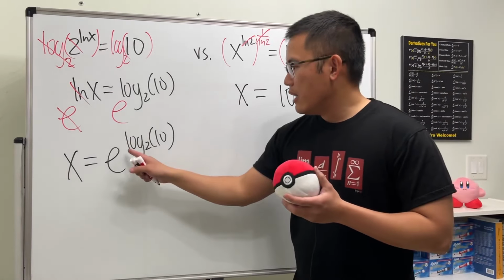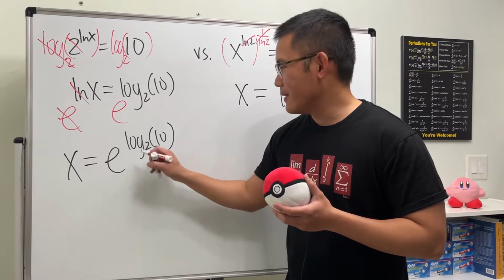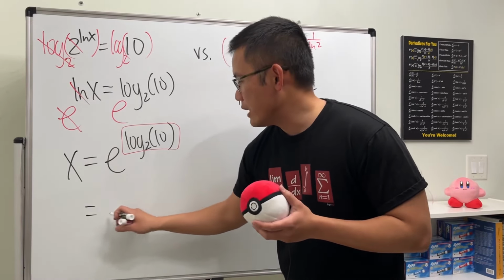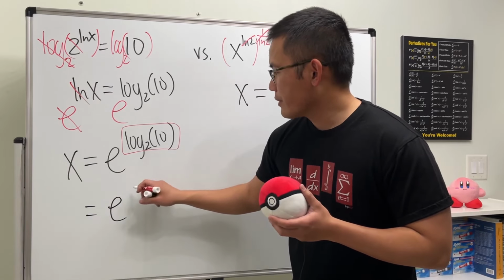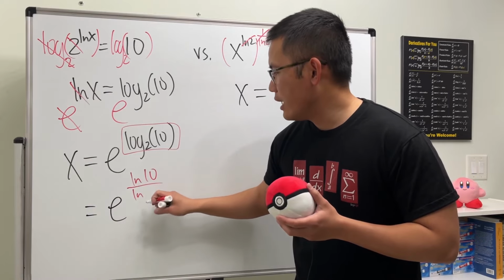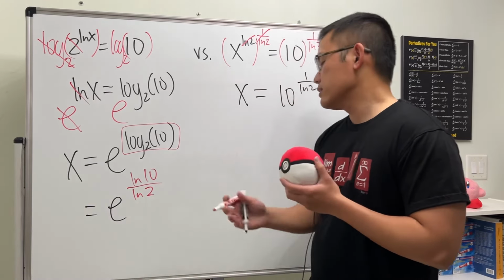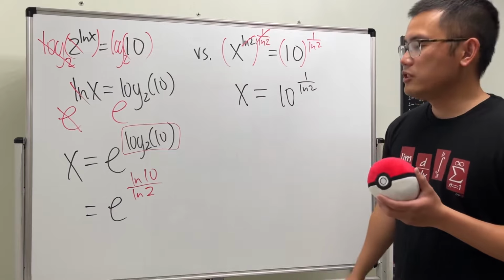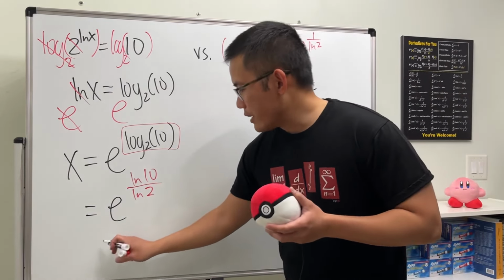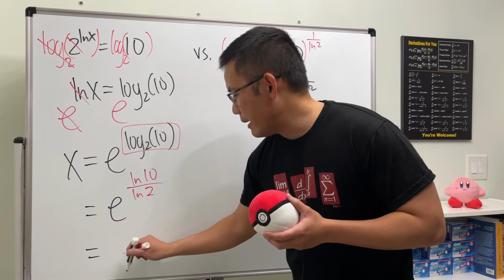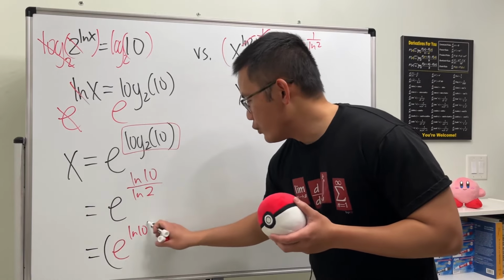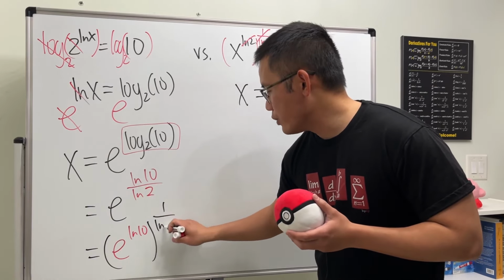Check this out. Log base 2 of 10. Let me rewrite this by the change of base formula. So we are going to get e raised to the ln 10 over ln 2. All right, that's just by the change of base formula. Now, watch this. This right here, I'm going to rewrite as e for the base, raised to the ln 10 power, and then raised to the 1 over ln 2 power.